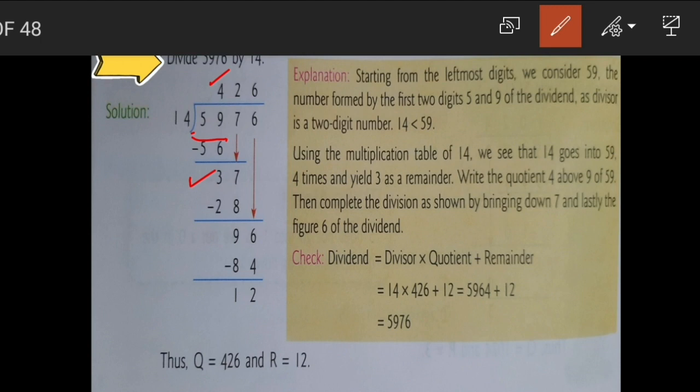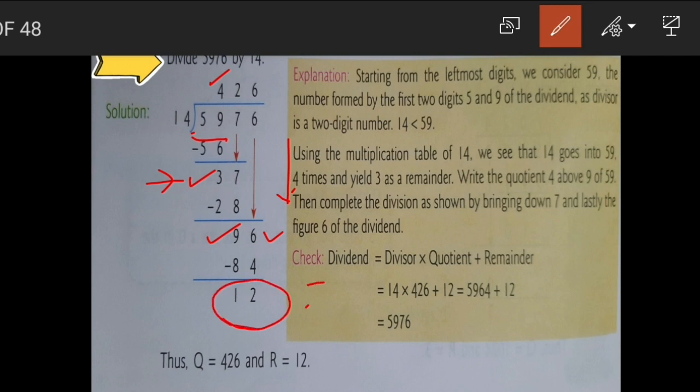After subtraction, we have to bring down. So we will bring down 7. So this number will become 37. Now because it is 37, we will take 14 2s, that is 28. We will subtract and get 9. Again we will bring down 6. It will become 96. Then 14 6s is 84, and finally we got the remainder, that is 12.